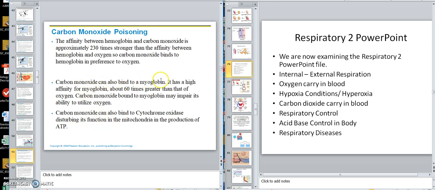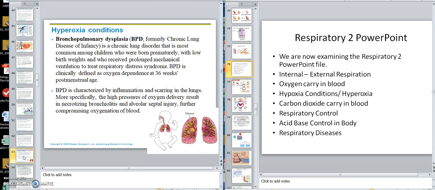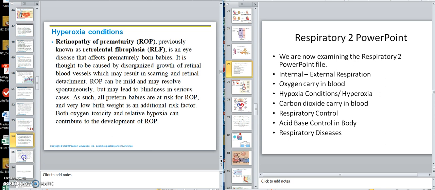Carbon monoxide can also bind to myoglobin. It has a high affinity for that. It'll knock oxygen off in muscle. So carbon monoxide poisoning is very deleterious. And let's see what else we have. So we talked about that. We talked about hyperoxia condition, so I'm not going to speak on that.